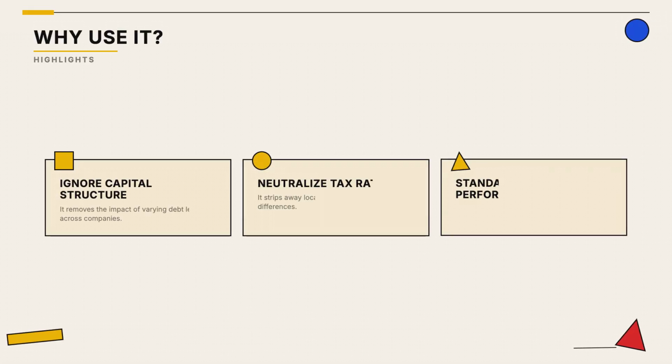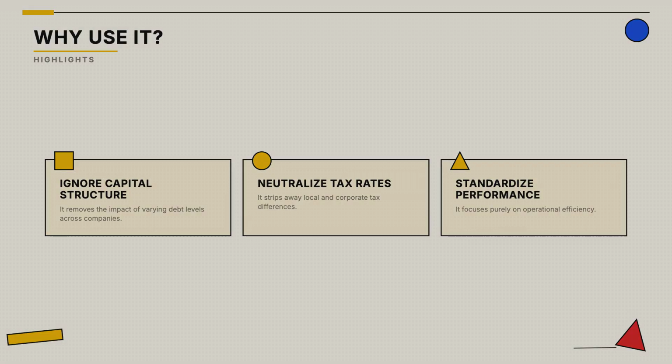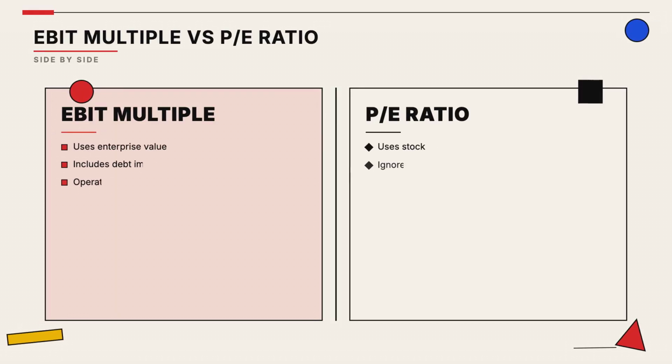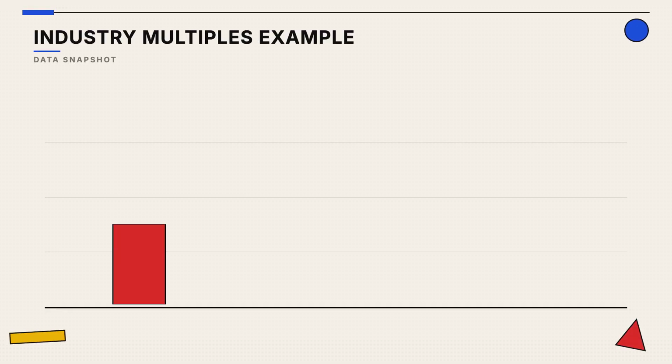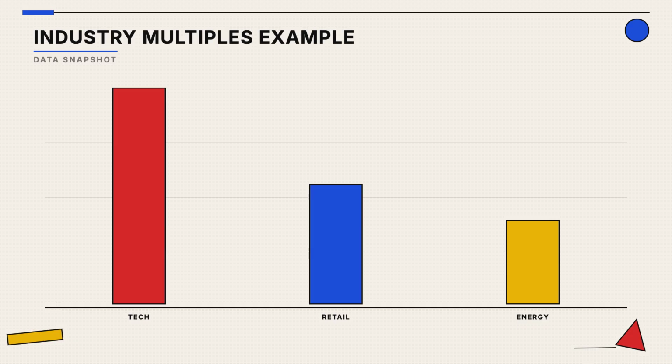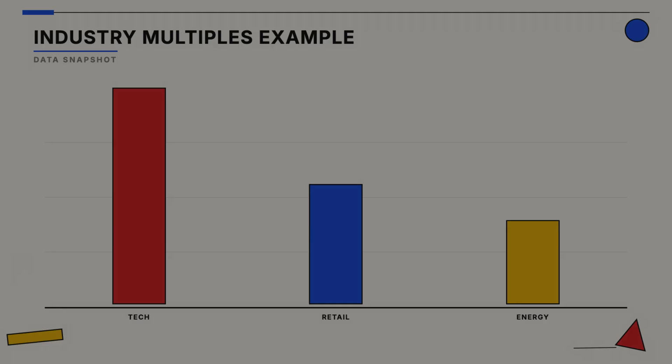This metric is useful because it ignores how a company is financed, allowing for a cleaner comparison between different businesses. While the P/E ratio looks at price per share, the EBIT multiple looks at the total value of the enterprise. Different industries command different multiples based on growth expectations and perceived risk in the market.